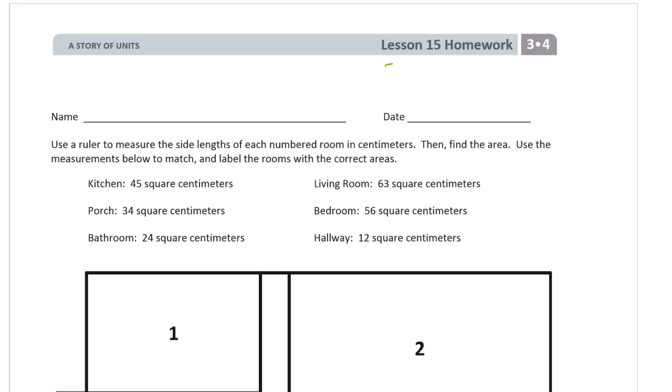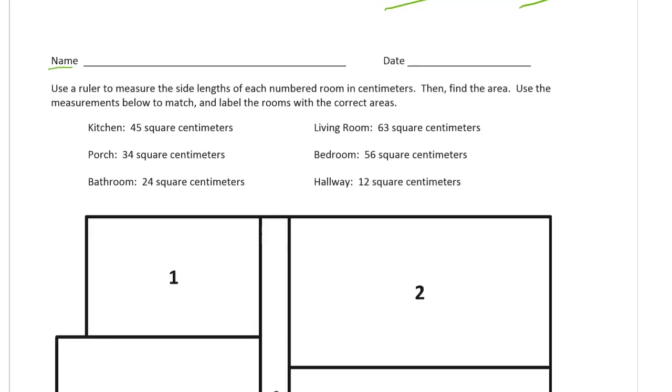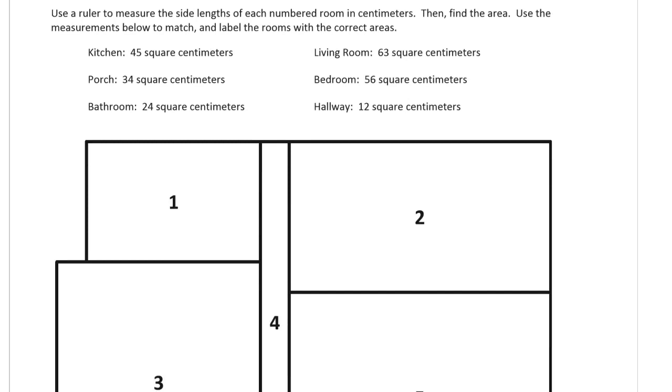This is the homework for lesson 15. It's module 4 of grade 3. Please write your name here. Use a ruler to measure the side lengths of each numbered room in centimeters. Then find the area. Use the measurements below to match and label the rooms with the correct areas.